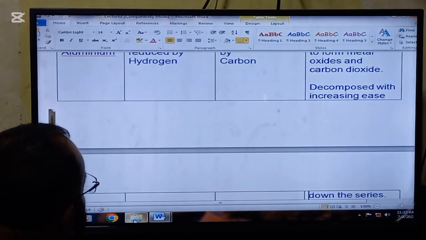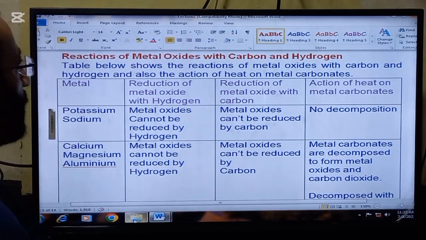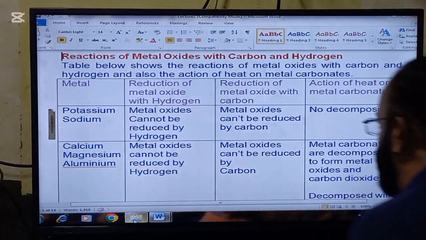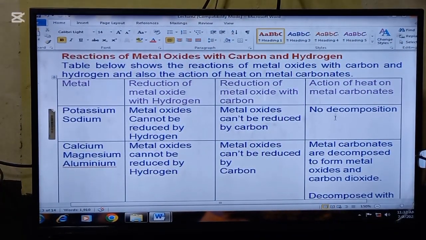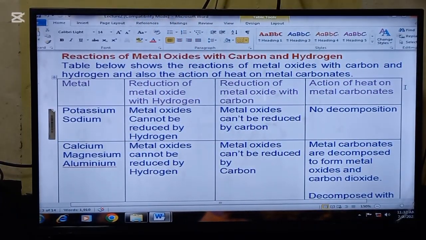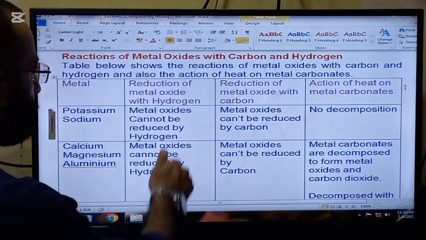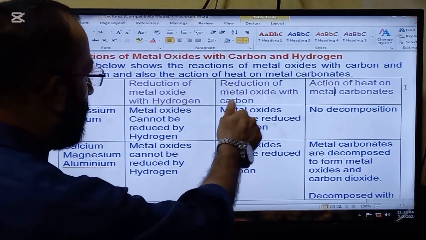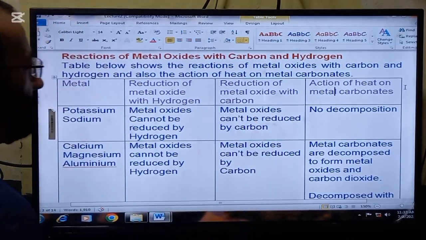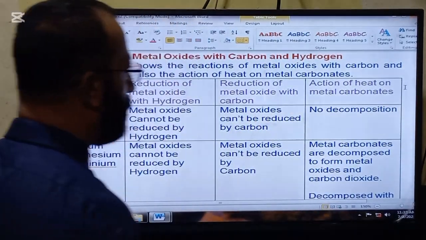Reactions of the metal oxides with carbon and hydrogen. So here you can see the metals, and reduction of the metal oxide with hydrogen. Then in the next column, reduction of the metal oxide with carbon. And in the next column, action of heat on metal carbonates.